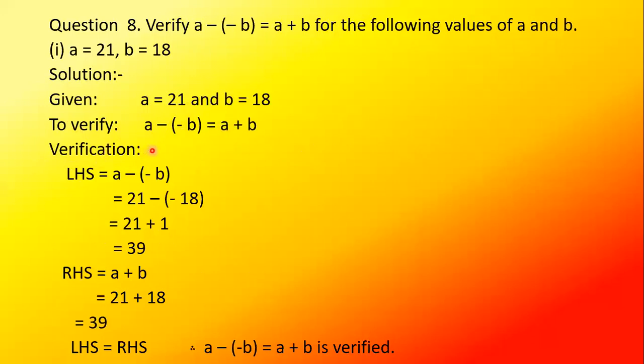For verification, we will divide the statement into two parts. What is given on the left side of the is equal to mark, a minus minus b, I am taking as LHS. LHS means left hand side of the equation. What is that? A minus minus b. Now we will substitute the values. What is the value of a? 21 minus minus b. B is 18, and we give the minus sign there, so it will become minus 18.